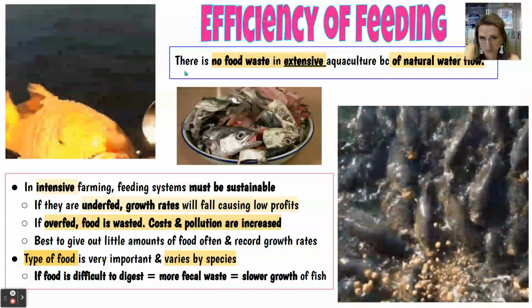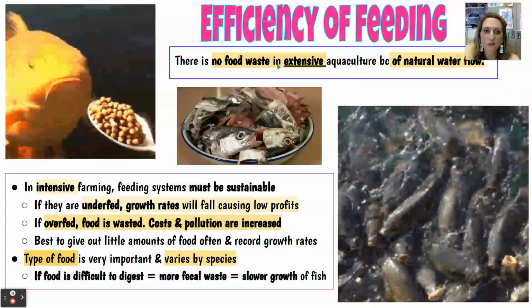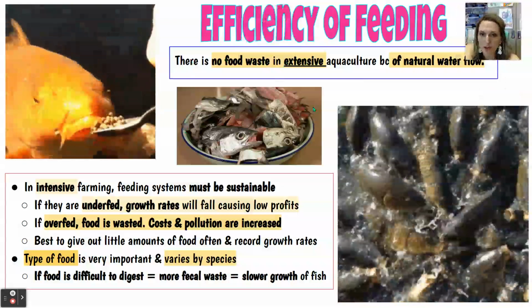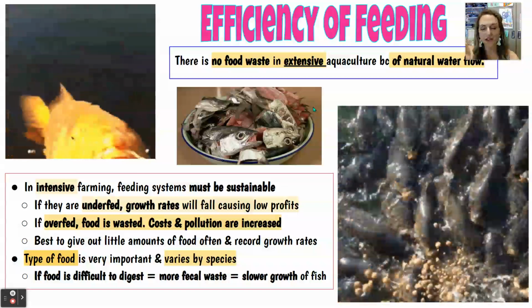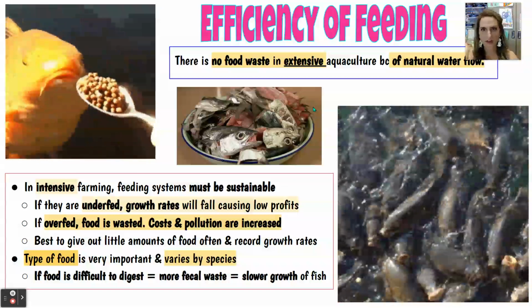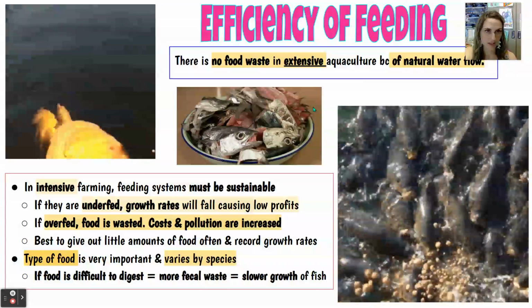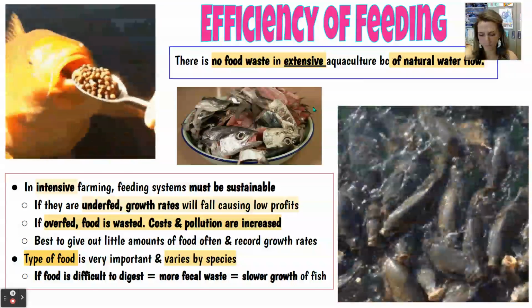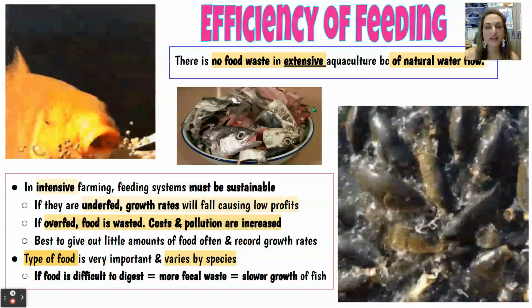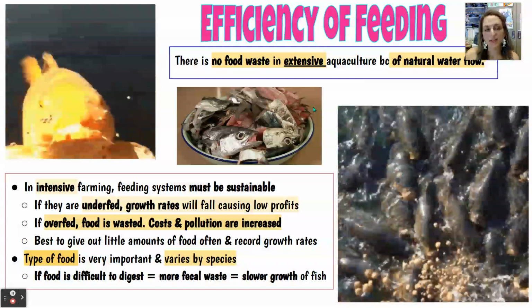Efficiency of feeding. In extensive systems, there's no food waste because, again, we have natural water flow. So I said there will be a lot of things that are reiterated over and over again. And I mean, nothing wrong with repeating, but there are a lot of things that are reiterated. In intensive farming, feeding systems must be sustainable.